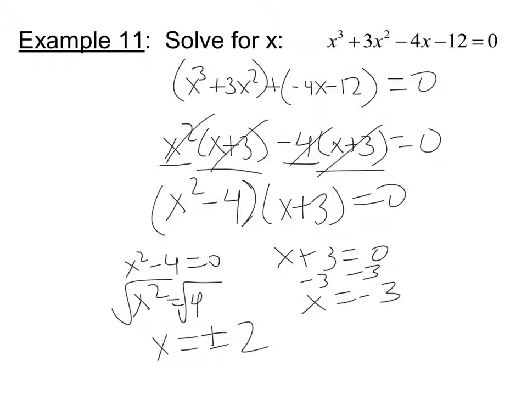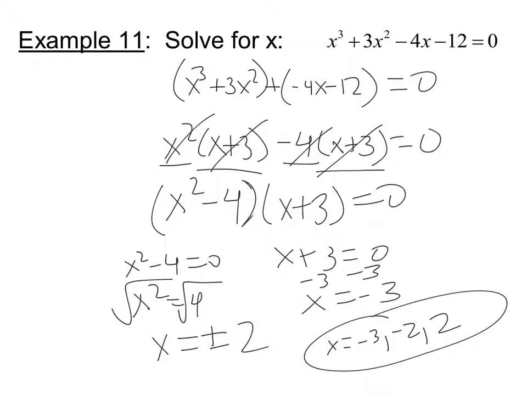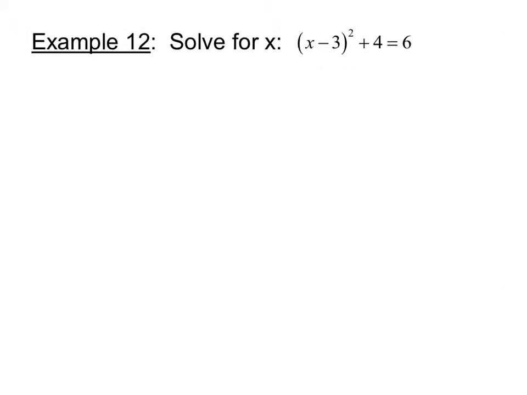So all the answers would be negative 3, negative 2, 2. Okay? Let's look at another. Alright, so this one's very similar to the ones where everything inside the parentheses was being squared, but see how we had this plus 4? So before we do anything, we got to get rid of that 4.